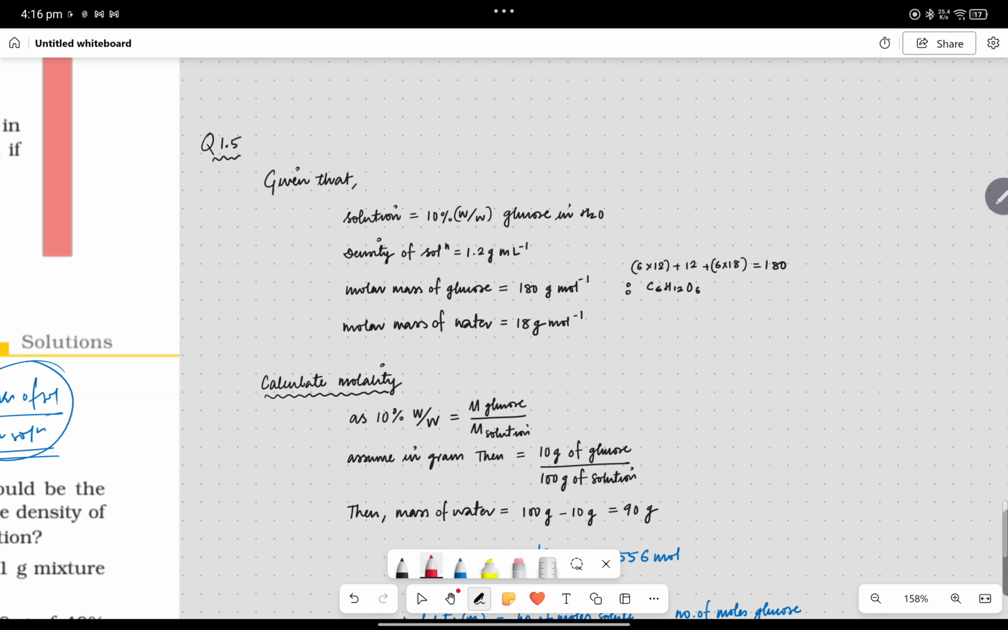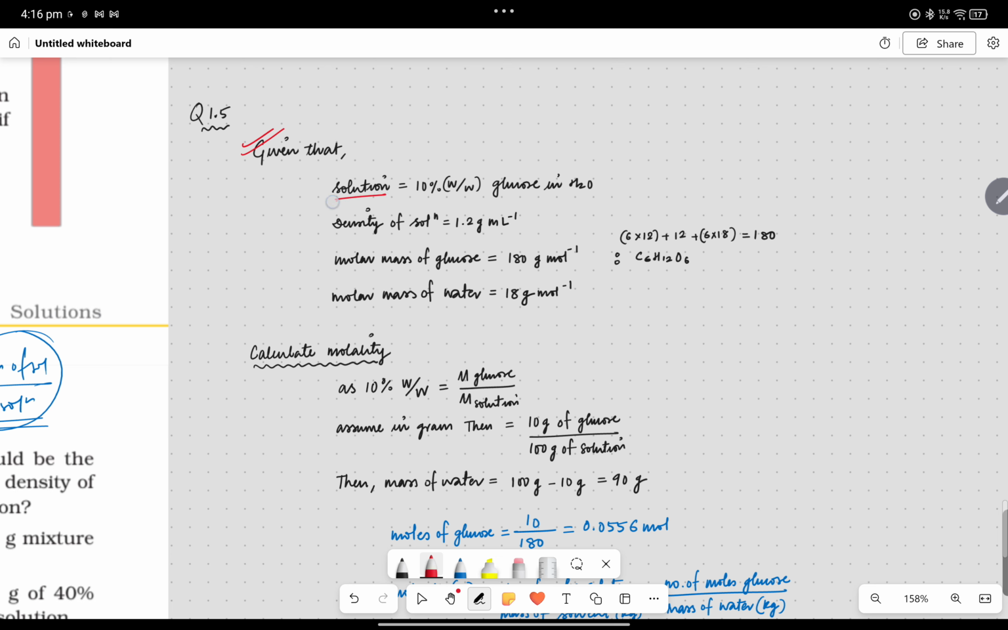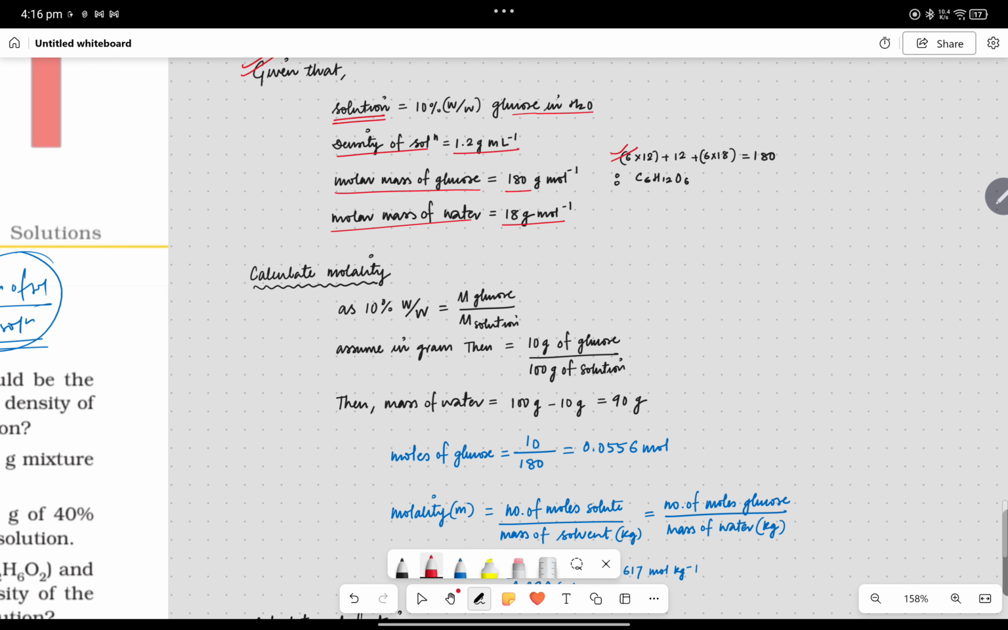So first of all, you have to write the given section. That is very important. The solution's concentration that you have is 10% weight by weight of glucose in water, right? And then the density of the solution that is given, 1.2 gram per milliliter, and then the molar mass of glucose, 180, you can calculate like this, and then the molar mass of water, that is 18 gram per mole, right? Once you have written that, you have to calculate first the molality, right?